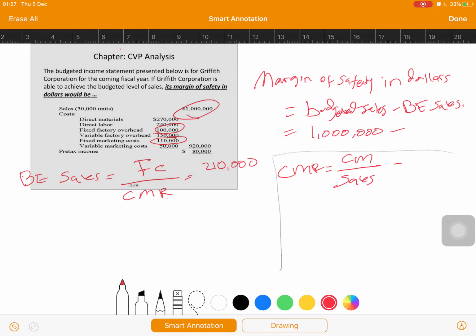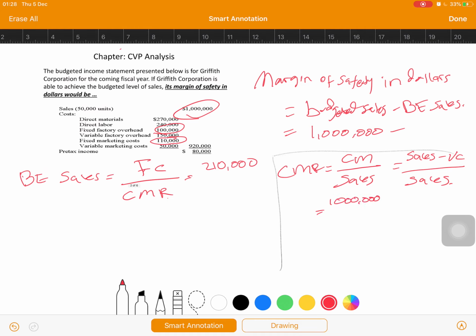The contribution margin is sales minus variable cost, divided by the sales. The sales is 1 million, and variable costs are direct materials, direct labor, variable factory overhead and variable marketing cost. So we need to sum them up together. Let me open my calculator first, and you also can use your calculator. So we calculate together.